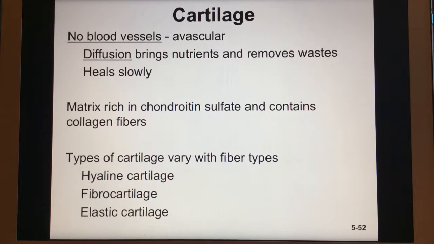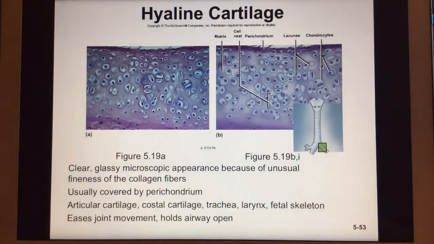And the types of cartilage vary with the fiber types that are found in each one. So we'll have 3 types: hyaline cartilage, fibrocartilage, and elastic cartilage. Hyaline is first. I think it's the easiest to identify. They, again, look like little bubbles to me. So the matrix is all of that purple. It looks like a liquid. And then the lacuna is the little bubbles that kind of look a lightish blue. And then inside each lacuna is the chondrocyte.